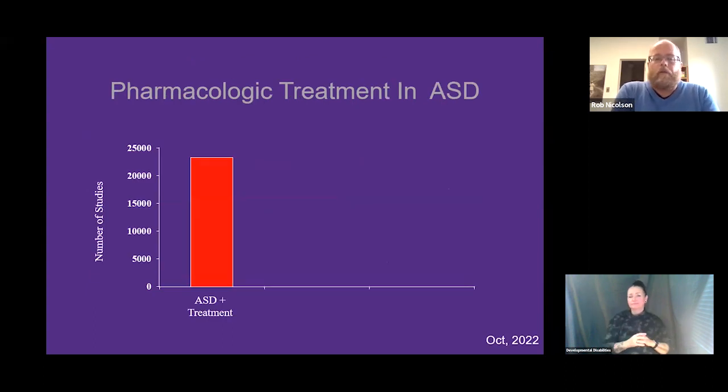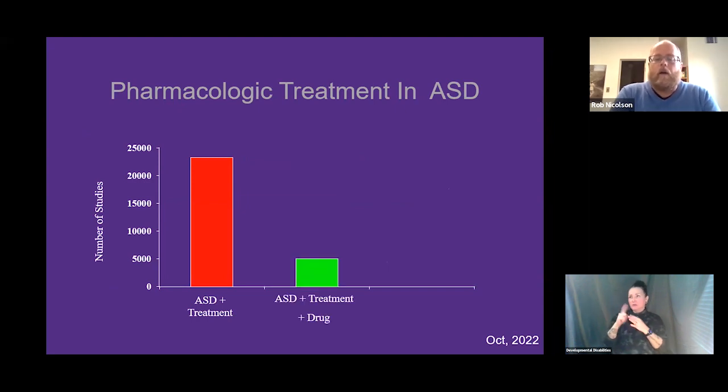So last night, I was just updating this slide. In terms of understanding the way medicine is used, if you go to PubMed and you type in autism spectrum disorder and treatment, I think about 22,000 studies have been published since the beginning of PubMed, whenever they started collating data.